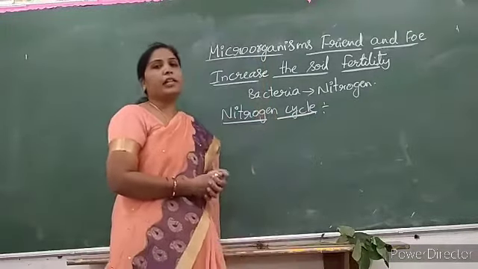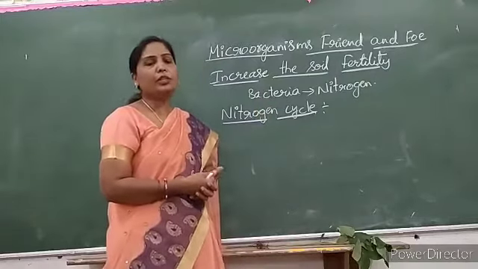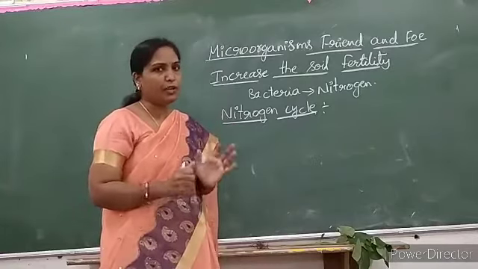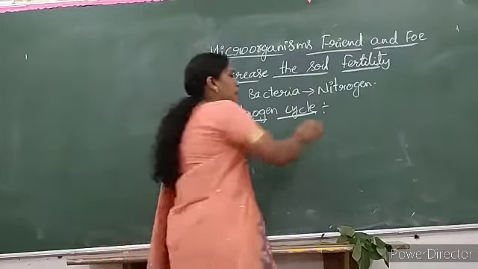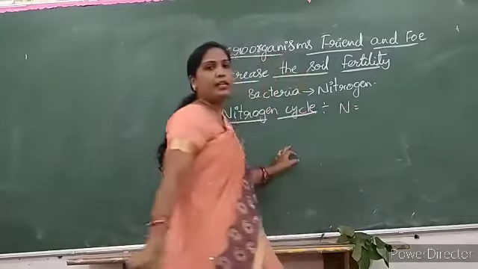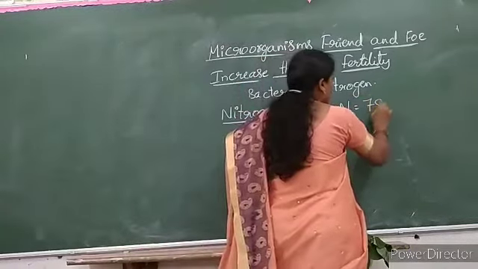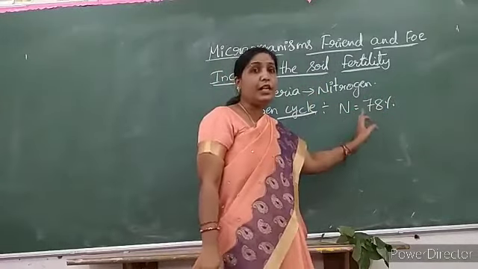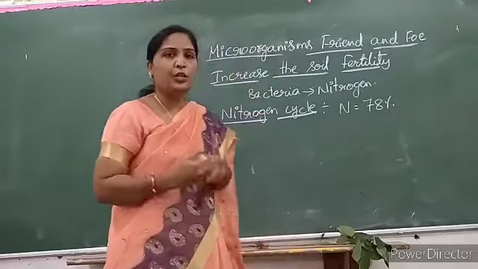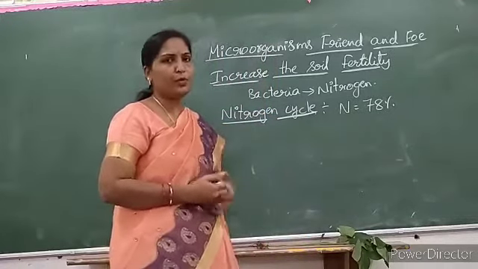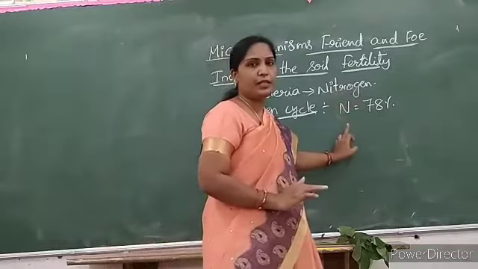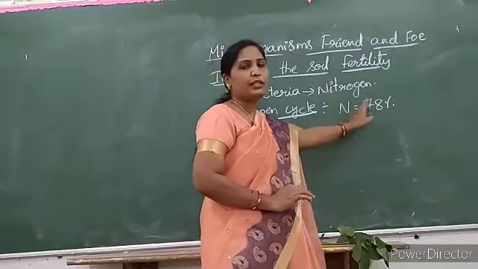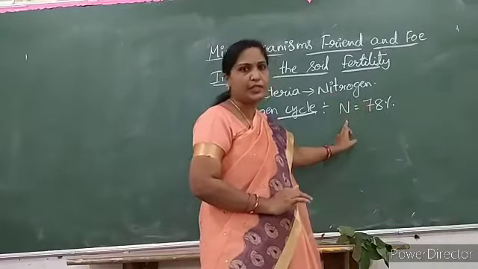As you learned in class 7 and previous classes, you know the percentage of nitrogen in the atmosphere. That is constant always, it never changes. How much percent of nitrogen is present around us? 78%. Is it a huge amount or very less amount? A huge amount of nitrogen is present in the environment. The element nitrogen is represented as N. So this is there in the environment, 78%.